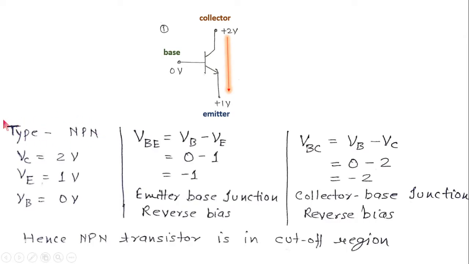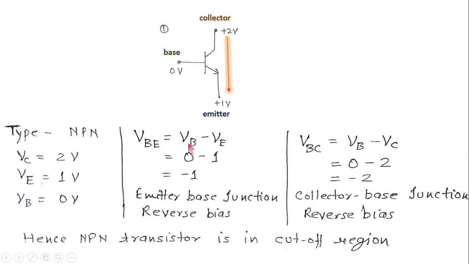The type is NPN. Now the collector is this one, so collector voltage is 2 volt, emitter is this one, emitter voltage is 1 volt, base is this one, so base voltage is 0 volt, which is written here: VC is equal to 2 volt, VE is equal to 1 volt, VB is equal to 0 volt. Since it is an NPN transistor, P to N, base to emitter voltage we have to find out, so that we can conclude about this emitter base junction, whether it is forward bias or reverse bias. So we have to calculate VBE.